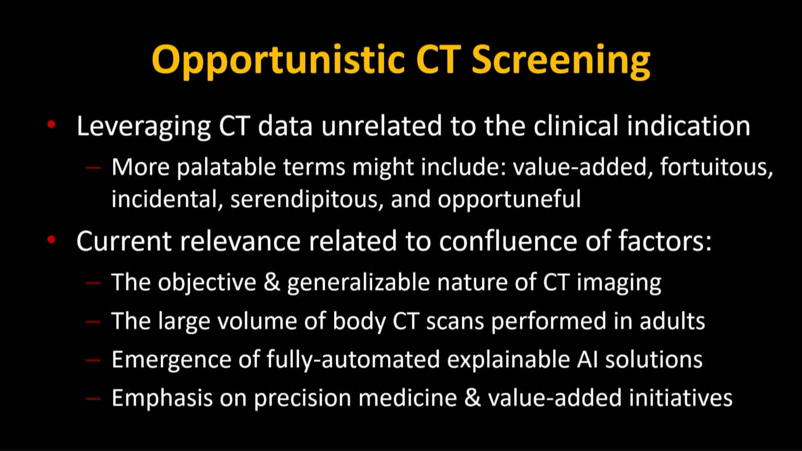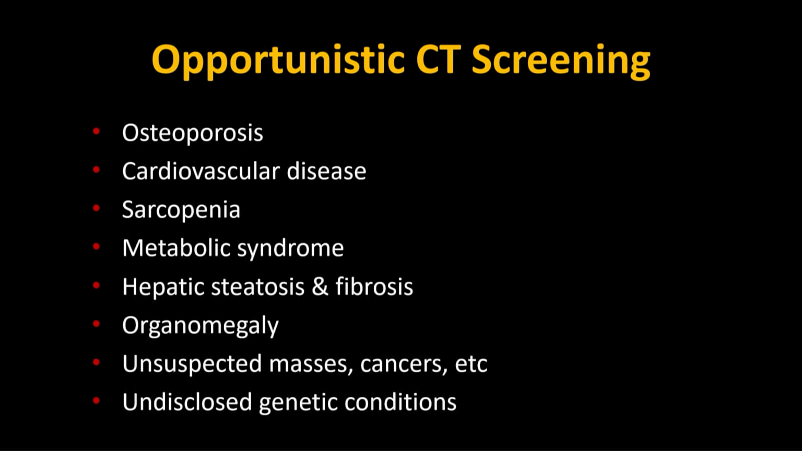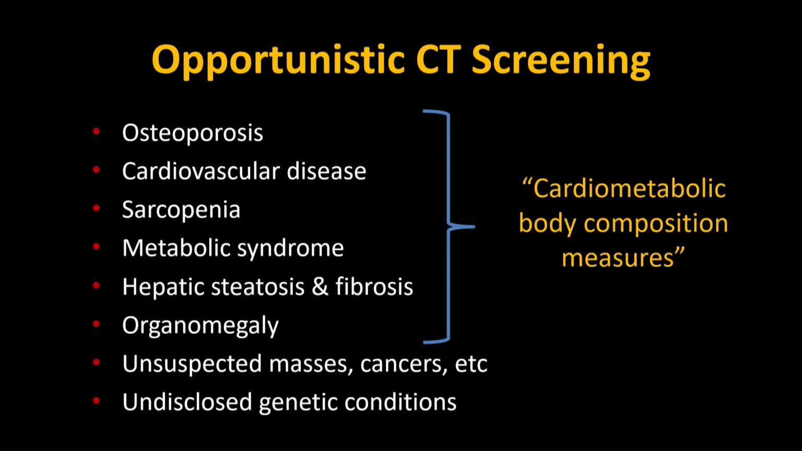And now that we have these explainable AI tools that can take care of the task of painful measurements, I think it's going to make life a lot easier, and it really gets to this personalized medicine and adding value. There's a lot of opportunities here. Here's just a kind of a list of some of the main things, and I'm just going to focus more on what I would call cardiometabolic composition, body composition measures. So we're looking for things like, we kind of started out with osteoporosis, cardiovascular disease, sarcopenia, metabolic syndrome, and so forth. There's a lot of opportunity here.